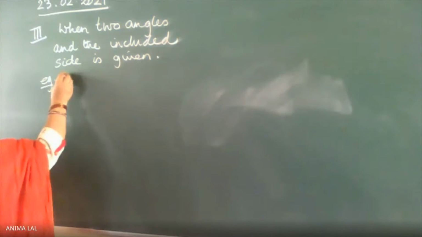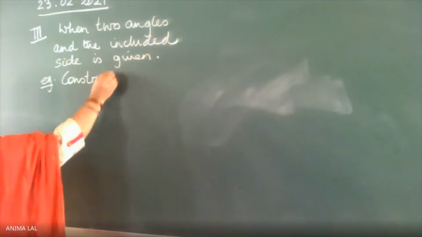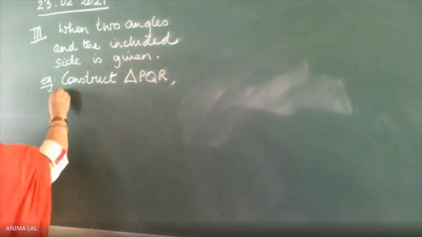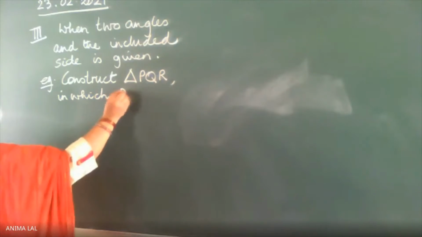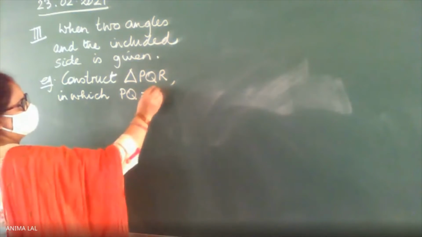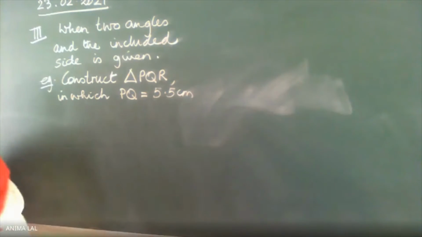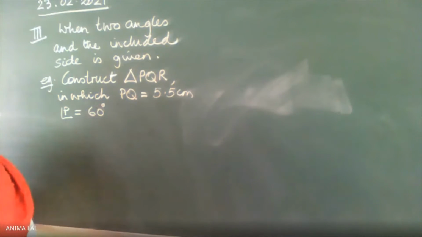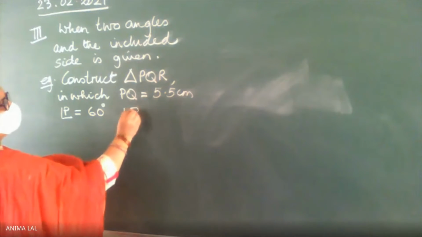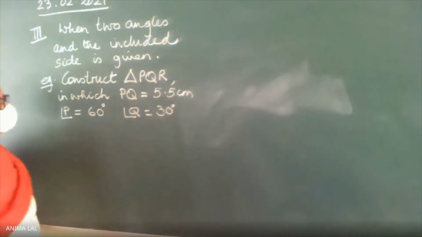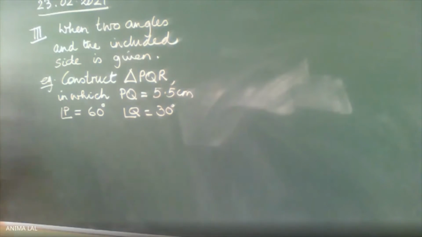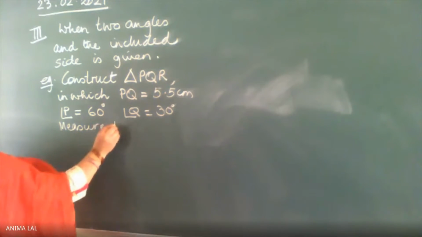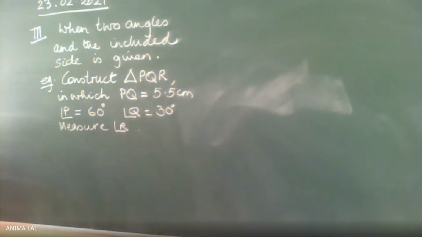Example right now. Construct triangle PQR in which PQ is 5.5 centimeter, angle P is 60 degrees, and angle Q is 30 degrees. Measure angle R.